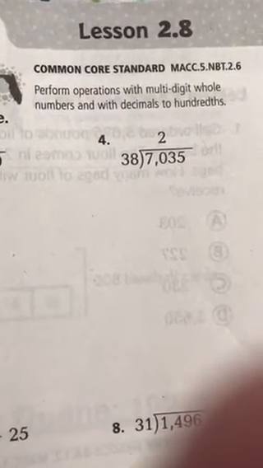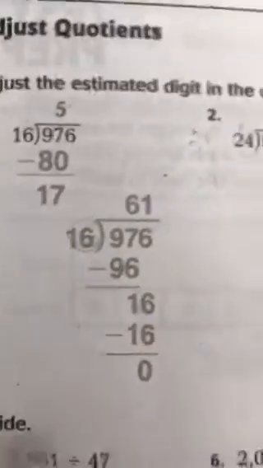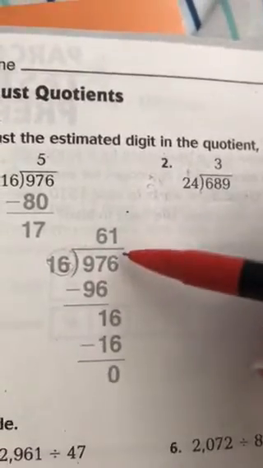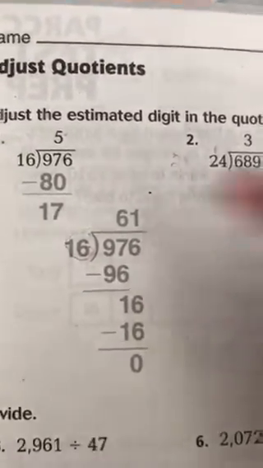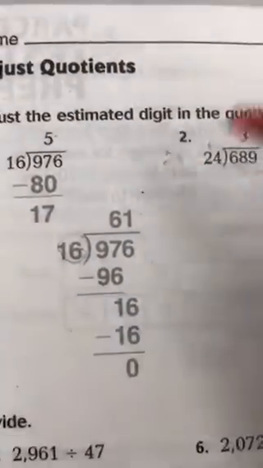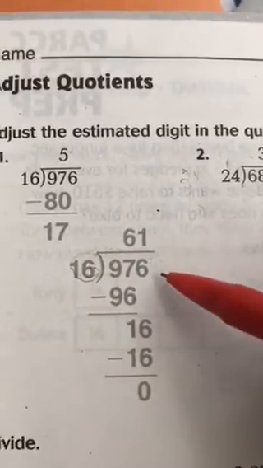Okay, we're looking at lesson 2.8, page 45. I'm going to go over some important vocabulary before we start. So I'm going to look at this one. The number inside of our number house is called our dividend, and the dividend represents the total amount that is being shared. So here we have a total of 976 shares.